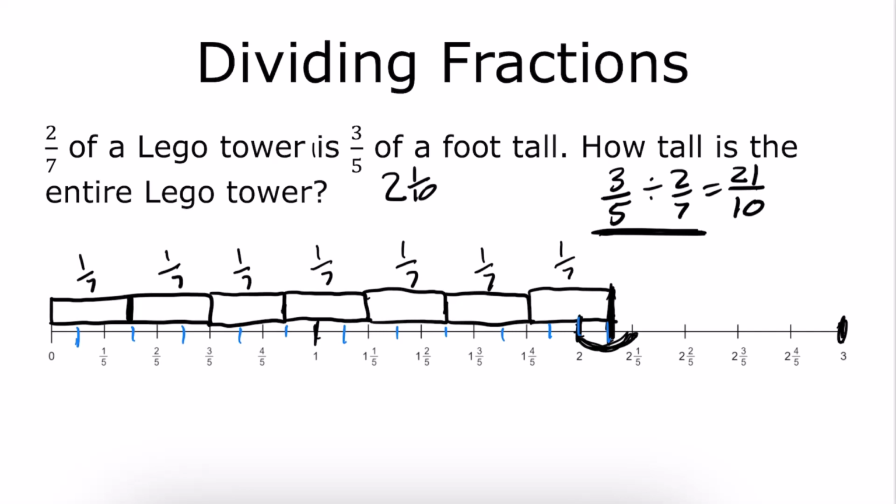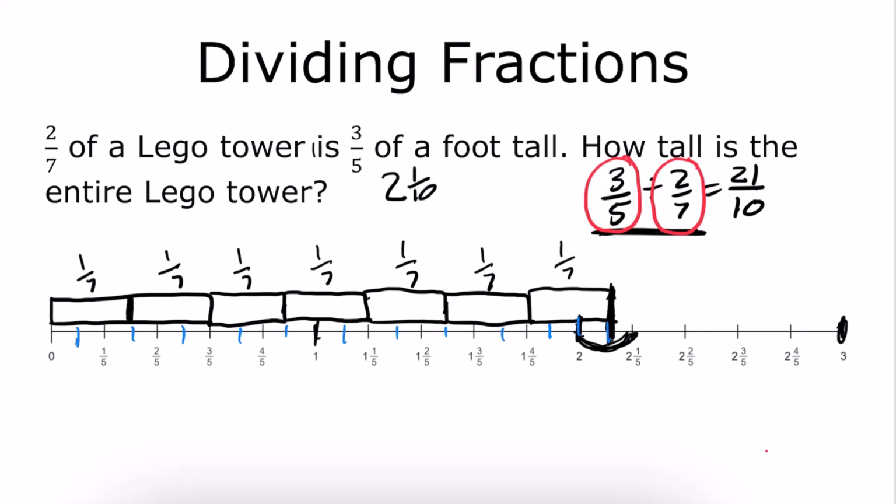And that's not what this word problem is doing. So this word problem is actually using sharing division, where you have 3/5 and you're dividing it into groups, like into 2/7 groups, and you figure out how much is in one group. So the 3/5 of a foot was 2/7 of the height of the Lego tower, and we wanted to find the height of the entire Lego tower.